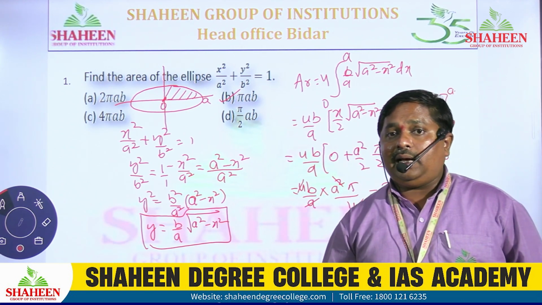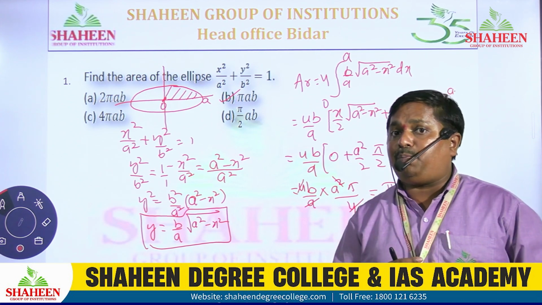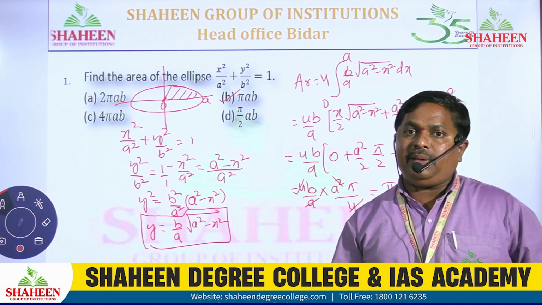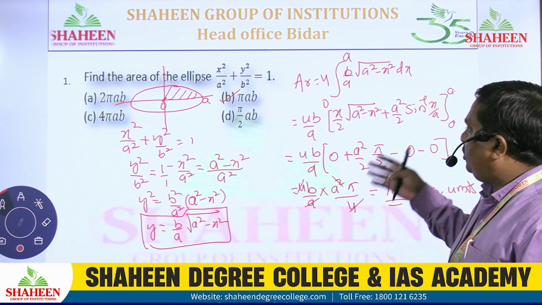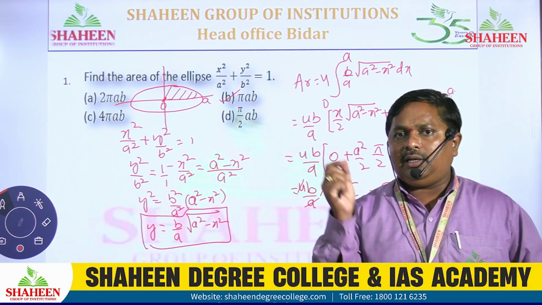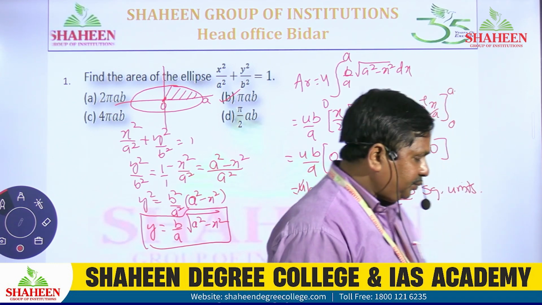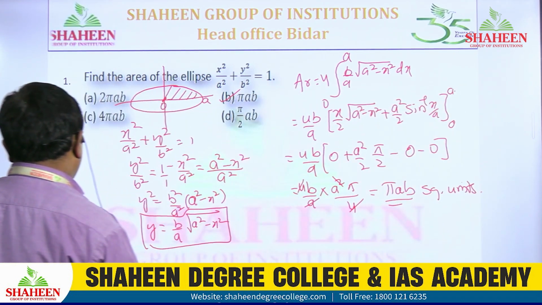If you remember that the ellipse area is pi ab as a formula, there is no need to solve this much. Directly you can take the first option as correct. Understood, students? Okay. Let us move to the next problem.